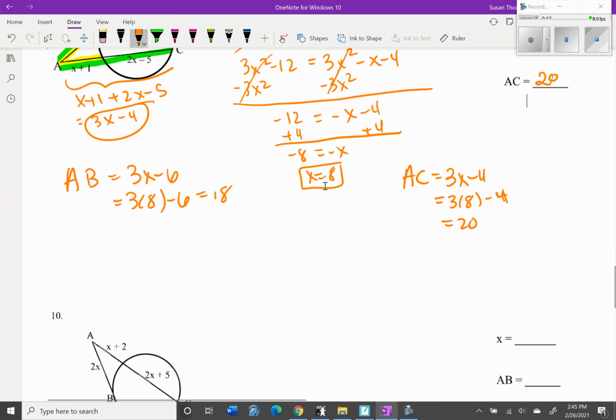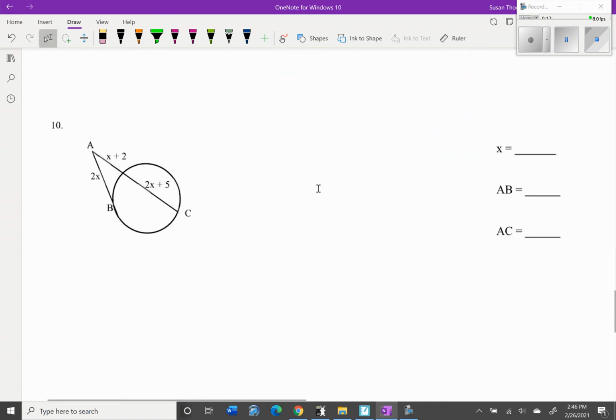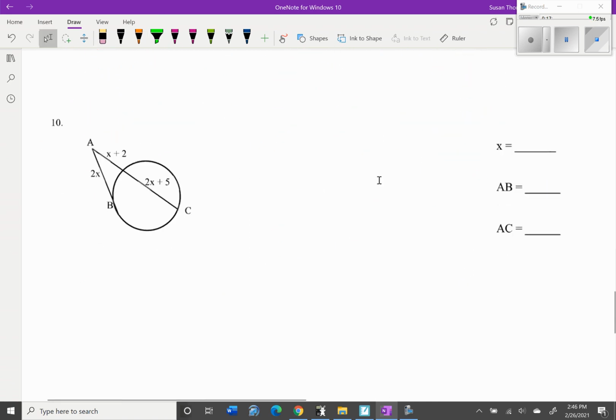Okay. And I think there's one last problem. So for this one, again, see if you can pause the video, and then when you're done, unpause to check your work. So for this one, we have a tangent times a secant. So the tangent squared, so the outside part is the 2x. So that's the tangent line.